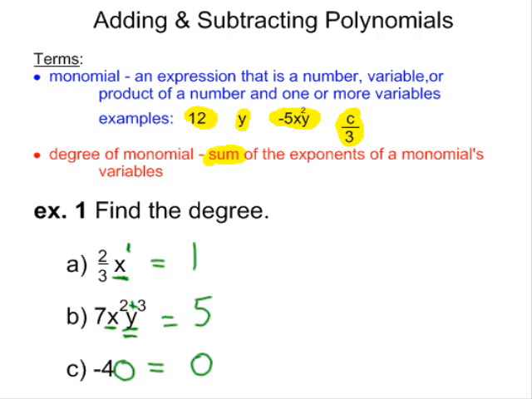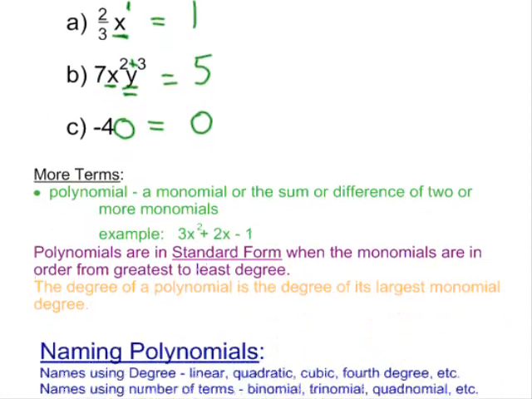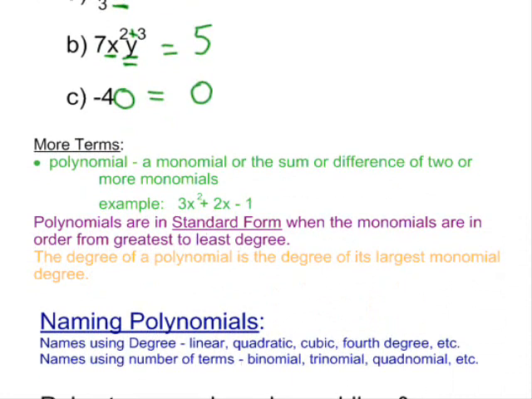Let's look at our next definition. We have what's called a polynomial, which is just a group of monomials that we've added and subtracted together. So it is the sum or the difference of two or more monomials. The examples we just looked at, we can add and subtract those, put them together, and that's what we call a polynomial. And you can see here we have 3x squared plus 2x minus 1. Here's a good example of what a polynomial will look like.